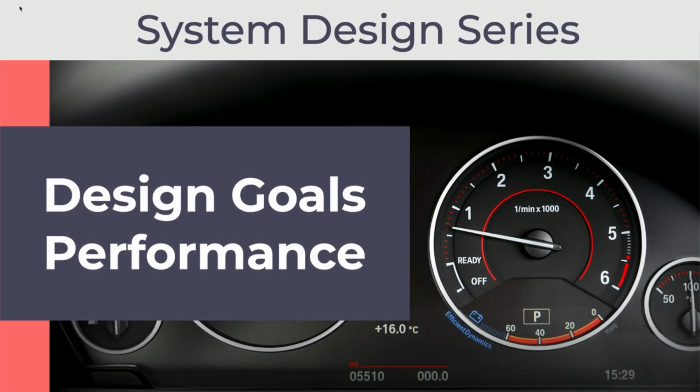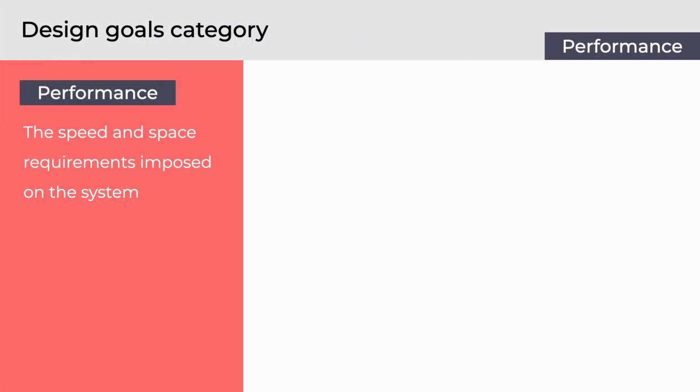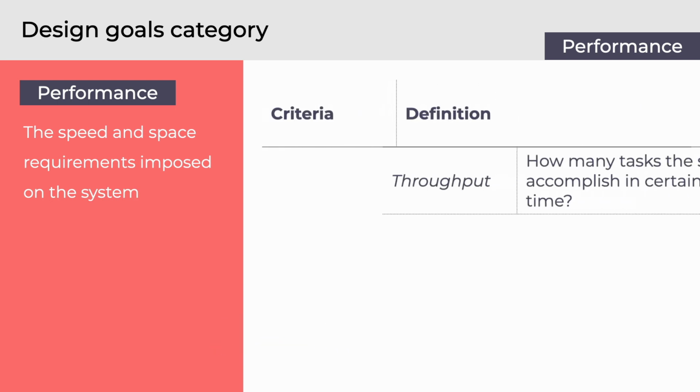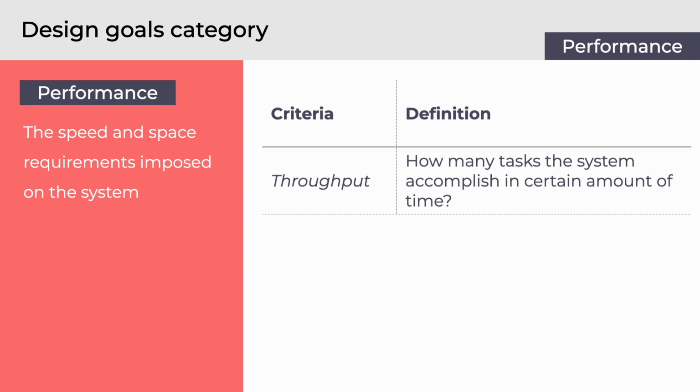Performance. The design goals in the performance category are related to speed and space requirements for a system. Let's look at some of the key criteria in this category that will help us define performance-related design goals. Throughput. Throughput refers to how many tasks the system can accomplish in a certain amount of time.